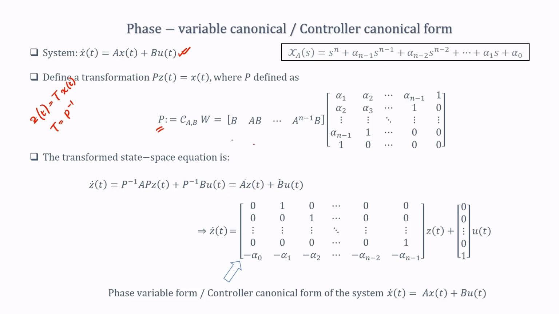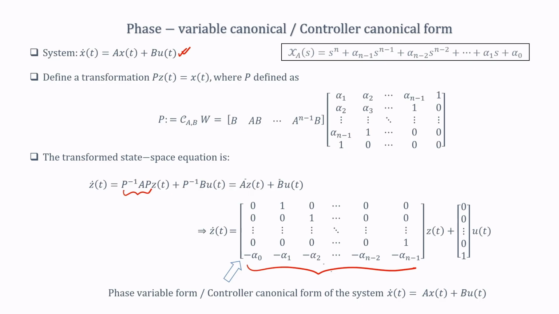Now, P is defined in this way, which is basically multiplication of the controllability matrix with this matrix. Again, this matrix is formed by the coefficients of the characteristic polynomial. Remember that alpha naught is not present in this matrix, you can see that. Okay. Alpha naught, this is formed without alpha naught.